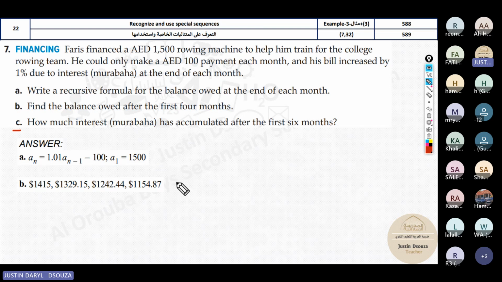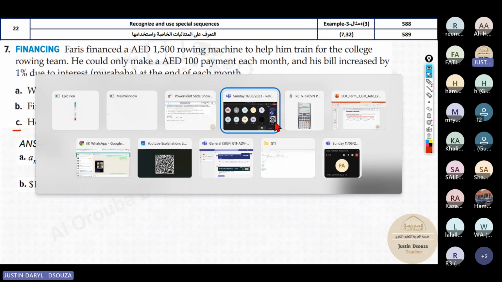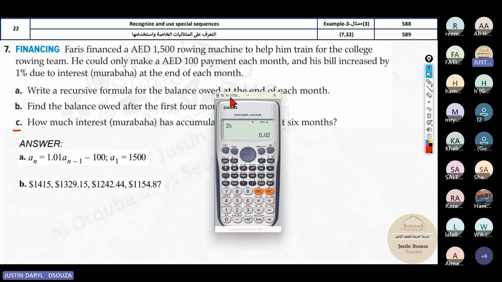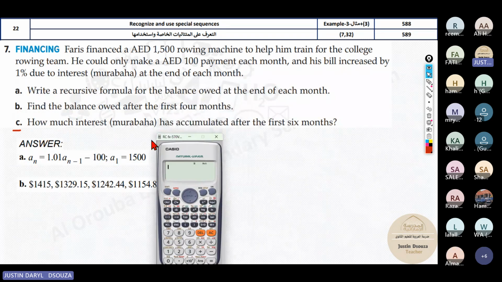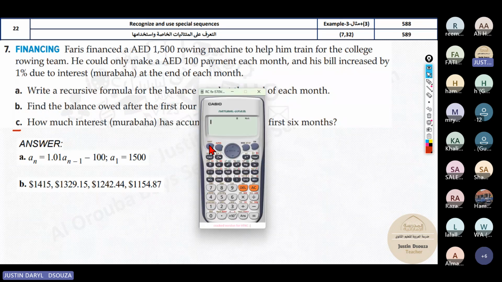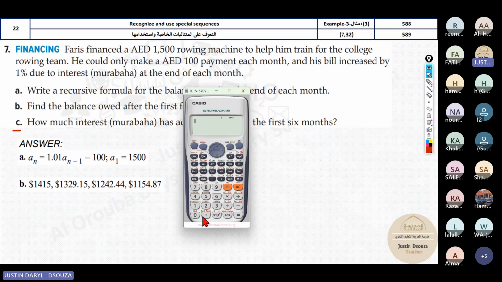So how do you find the balance after 6 months? Let's take out the calculator. Once you have the recursive formula, before finding this, let's see after 6 months. So the recursive formula is over here, 1.01 times a_(n-1), minus 100. You start with 1,500, that's the initial amount, minus 100. Now, what's the answer? It is 1415.